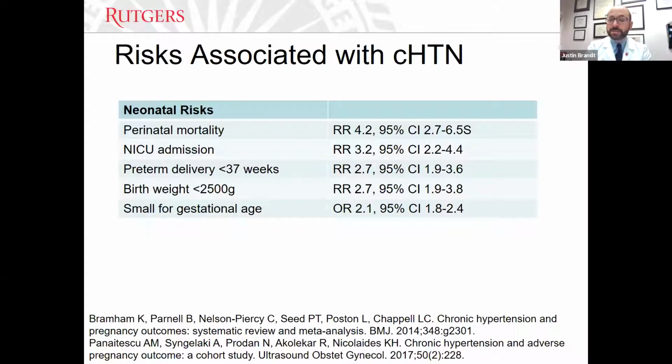Neonatal risks are also significantly increased among women with chronic hypertension. Perinatal mortality, admission to the neonatal intensive care unit, and preterm delivery. Preterm delivery is so important. How babies do depends on when they are born, and chronic hypertension is significantly associated with an increased risk for preterm birth. It's also associated with higher risk for birth weights that are less than 2,500 grams and small for gestational age birth, reflecting impaired fetal growth.